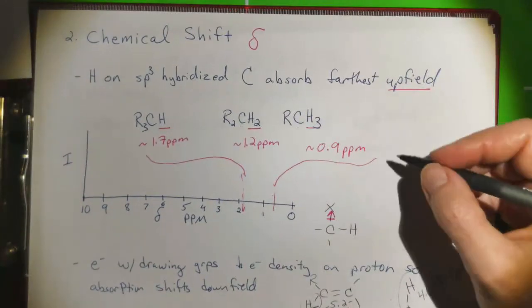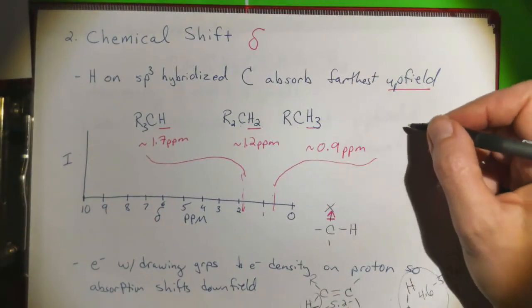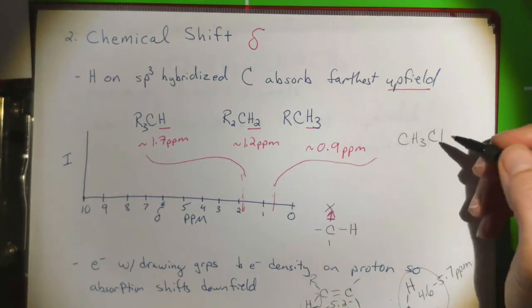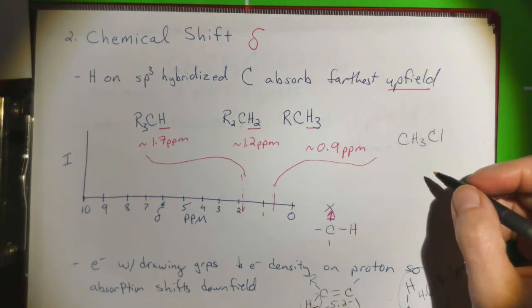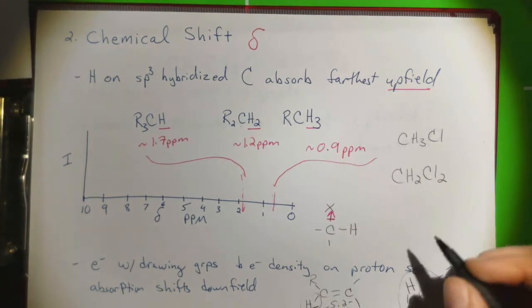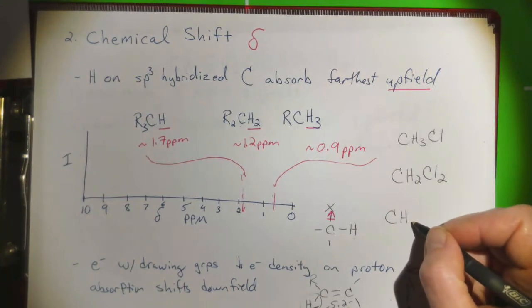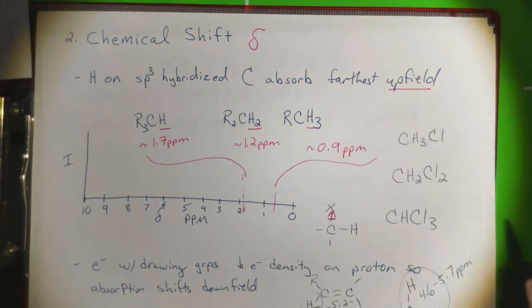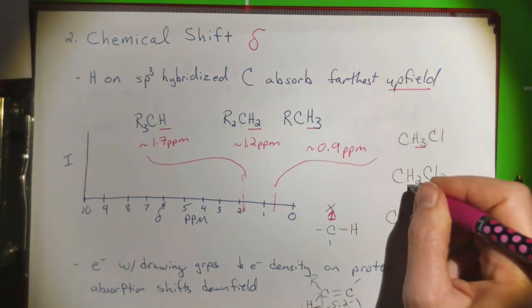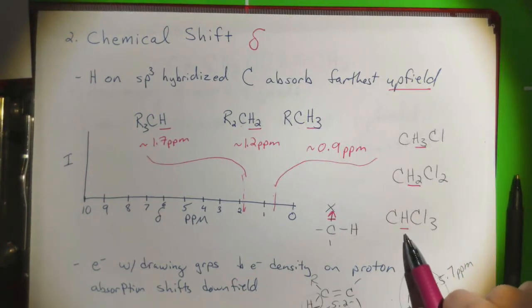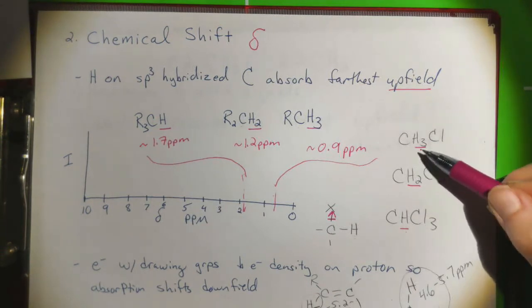So before I move on, let's just do an example. Let's take chloromethane and let's replace another hydrogen with a chlorine to look at what we expect to see happen to the chemical shift. So then CHCl3. Okay, so if I was to compare the chemical shifts of each of these protons, I would expect this one to be the farthest downfield and this one to be the farthest upfield and this one in between.